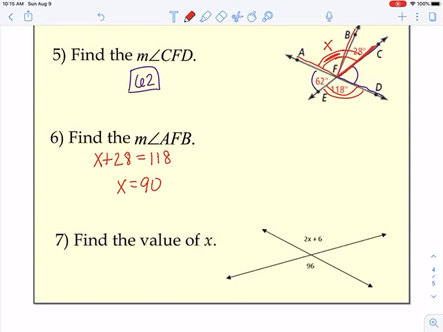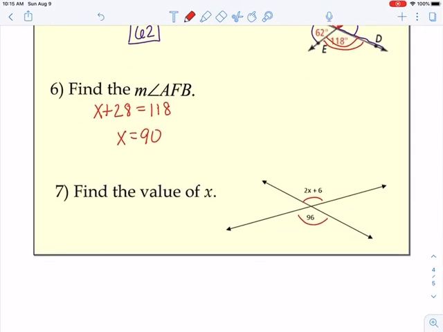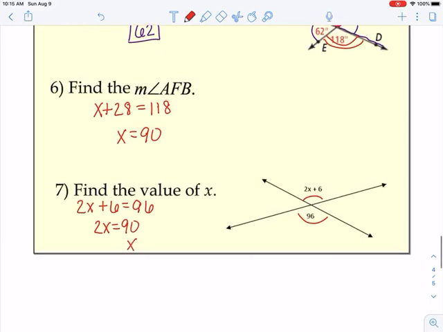In number 7, I have 2x plus 6 is going to be equal to 96 because, again, those are vertical angles and vertical angles are congruent. So we will set 2x plus 6 equal to 96. Again, the opposite of adding 6 will be to subtract 6. So 2x will equal 90. And then the opposite of multiplying by 2 is to divide by 2. And x will equal 45.